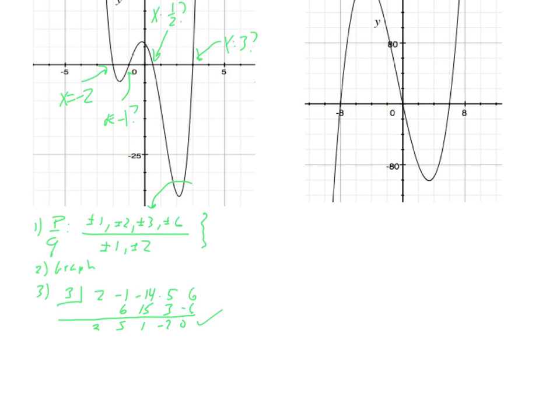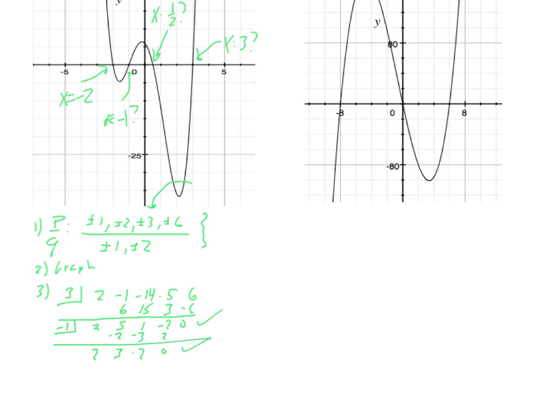I'm going to use, let's go with negative 1 next. There we go. Drop the 2, take it times negative 1, we get negative 2, add 3, negative 3, negative 2, 2, 0. It worked. So negative 1 is also a root.